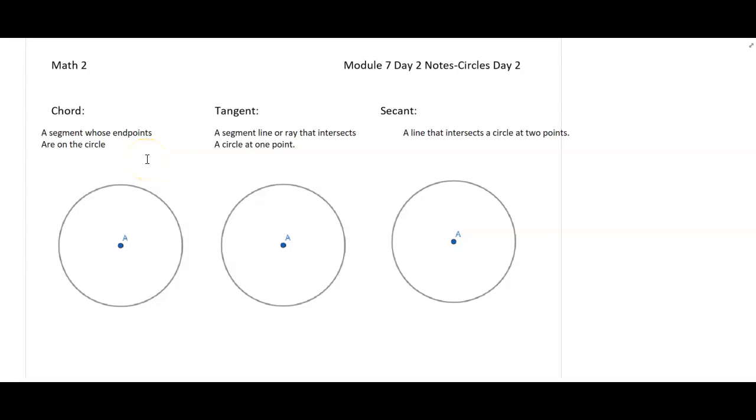Hello, everyone. This is Module 7, Day 2, and we're working with circles again, and this one's a lot of vocabulary, okay? So let's take a look here.